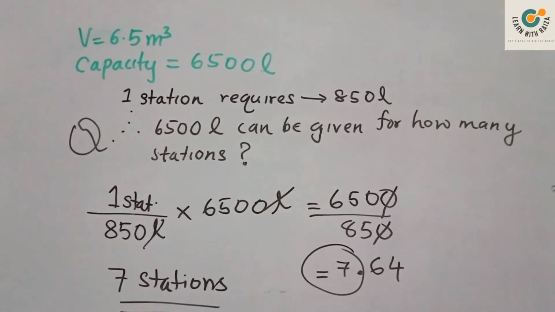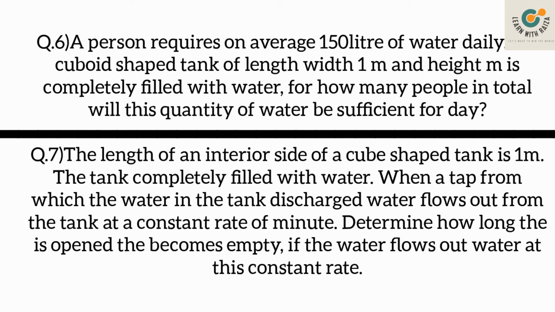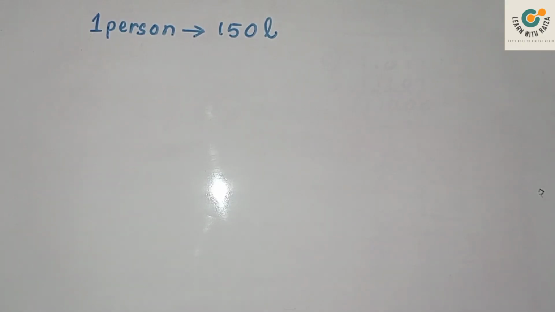A person requires on average 150 liters of water daily. So this person wants 150 liters. If a cuboid shaped tank of length 1.5 meters, width 1 meter and height 1 meter is completely filled with water, so this is the dimension of the tank. For how many people in total will this quantity of water be sufficient for a day?